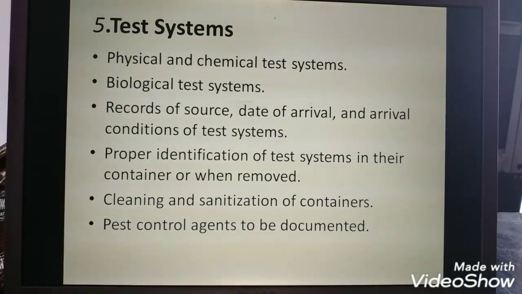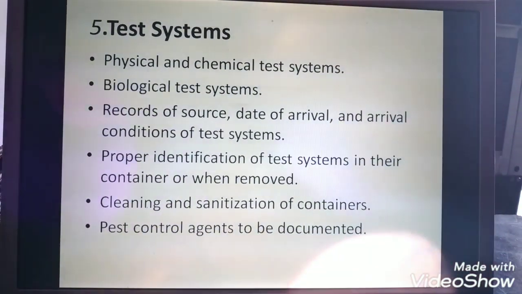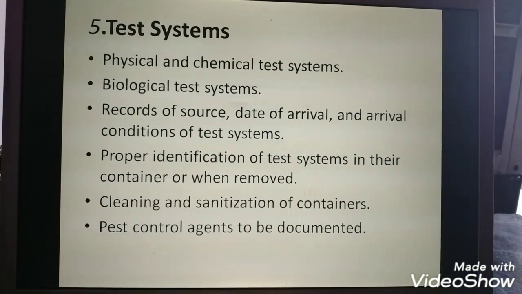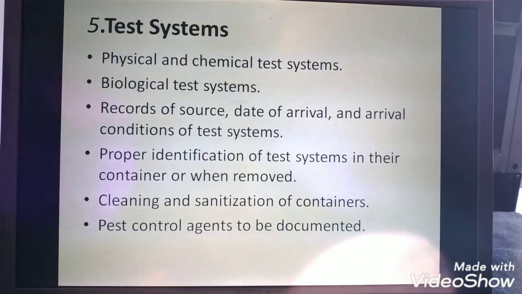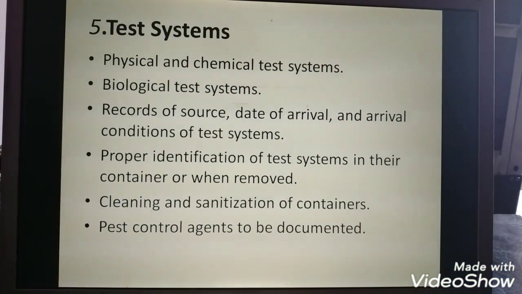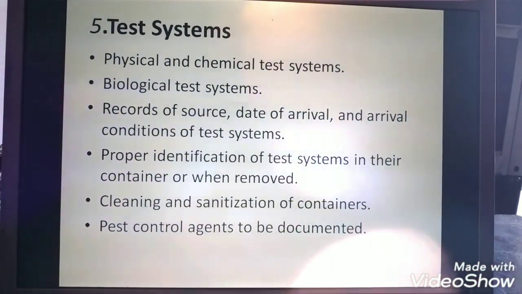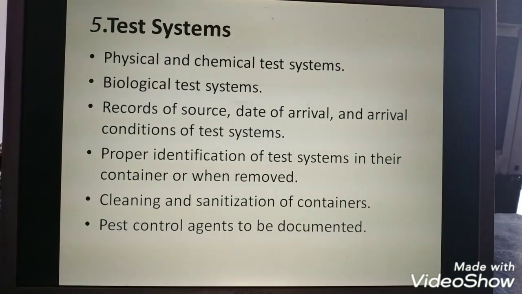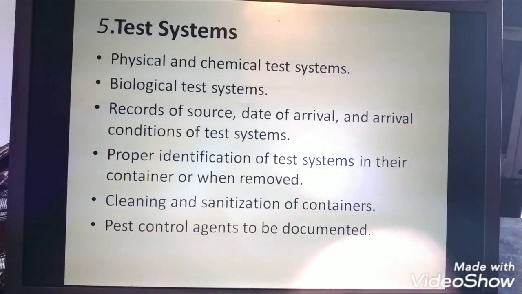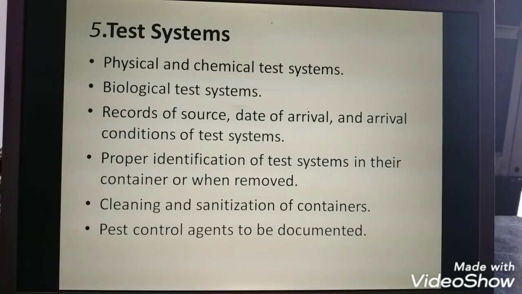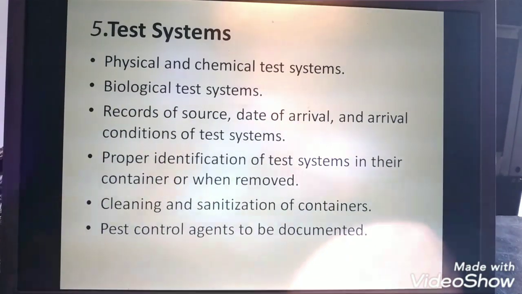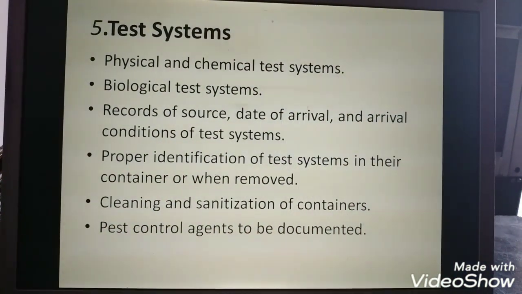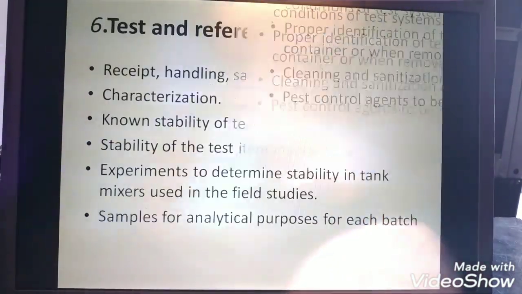Fifth, test systems: physical and chemical test systems, biological test systems, record of source, date of arrival and arrival condition of test systems, proper identification of the test systems in their containers or when removed, cleaning and sanitization of containers, pest control agents to be documented.